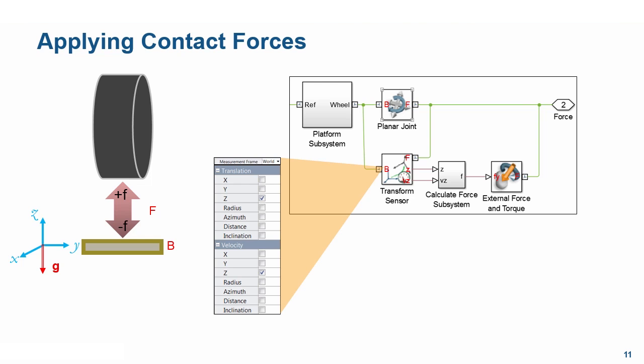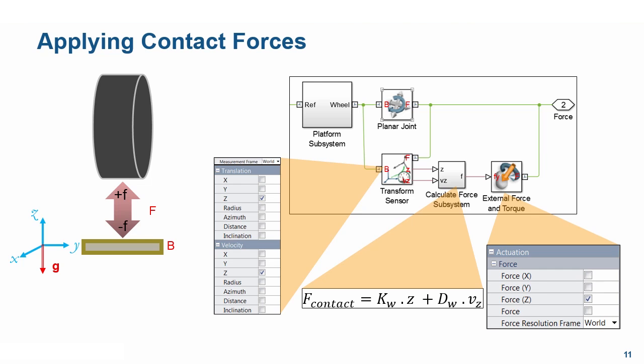So we used a transform sensor block to sense the vertical translation and velocity. We fed this to a graphical equation implemented using Simscape blocks to compute the force to be applied. We then configured the external force and torque block to apply the computed force in the vertical direction of the world frame. We then simulated the model to see the effect of the test platform on the tire.